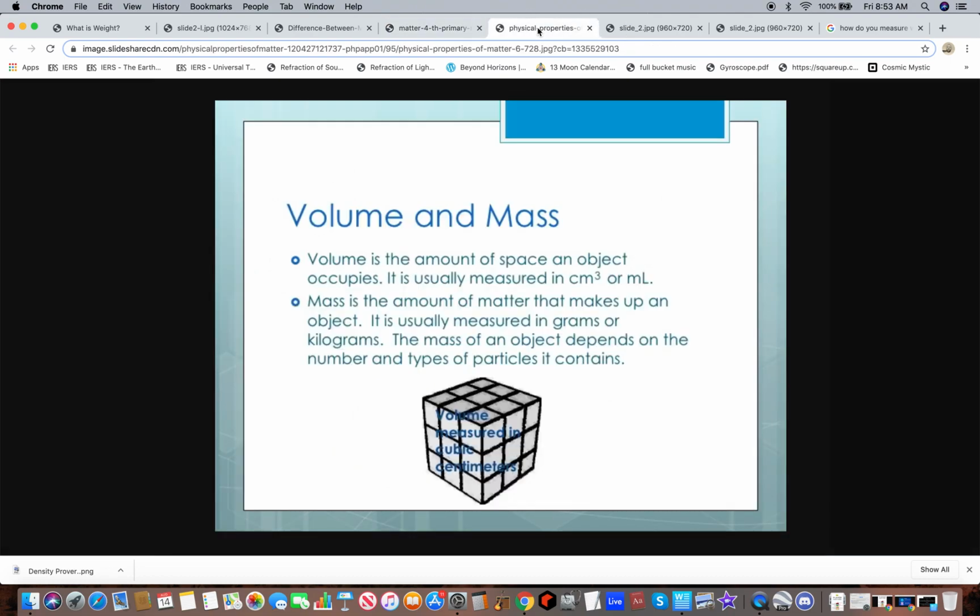We move on. Volume and mass. Volume is the amount of space an object occupies. It is usually measured in cm3 or ml. Mass is the amount of matter that makes up an object. It is usually measured in grams or kilograms. The mass of an object depends on the number and types of particles it contains. So it's the amount of matter that makes up an object. Okay, it's defined here as the amount of matter that makes up an object.